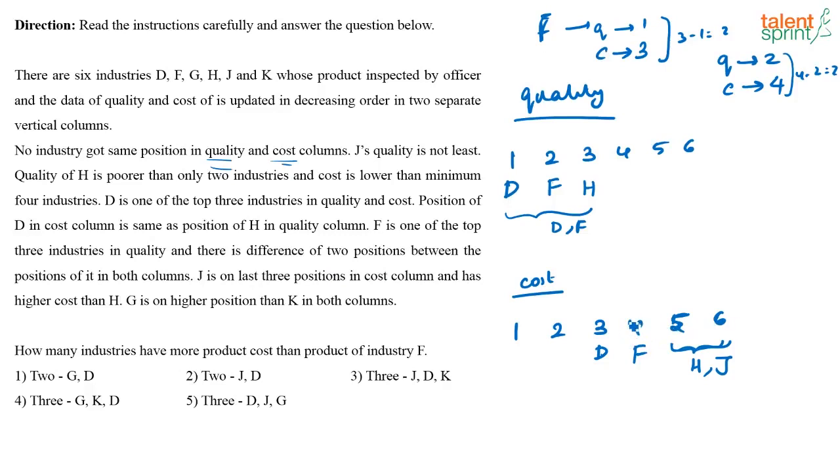4 is already taken up by F. So you have only 5 and 6. So 5 and 6 has to be either H or J. Now whatever be the remaining statements, we are not bothered. Why? Look at the question. What is given here in the question?